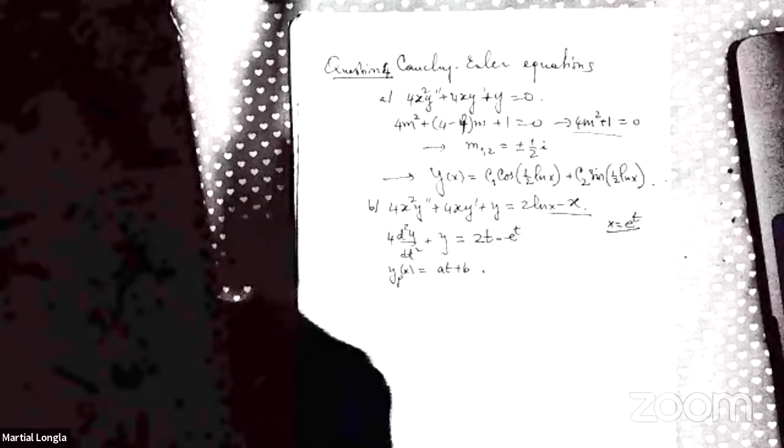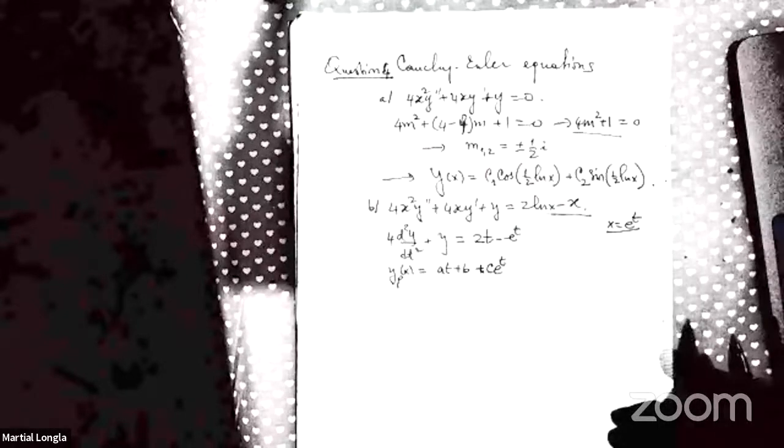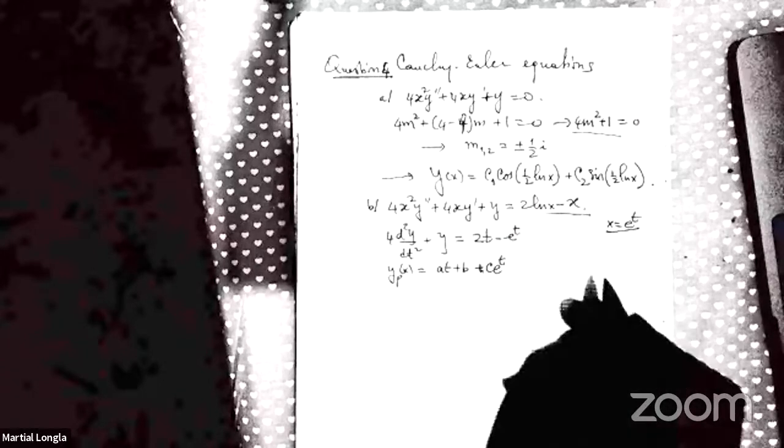So yp of x in this case is, for 2t, it's going to be a t plus b, because 0 is not a solution of the Euler equation, which is here. And then plus c e to the t. Same reason, 1 is not a solution of the homogeneous of the Euler equation. So this is what you get. And then you take derivatives and plug them in and get what your answer is. So derivative is a plus c e to the t, and the second derivative is just c e to the t. And then you track the coefficients.